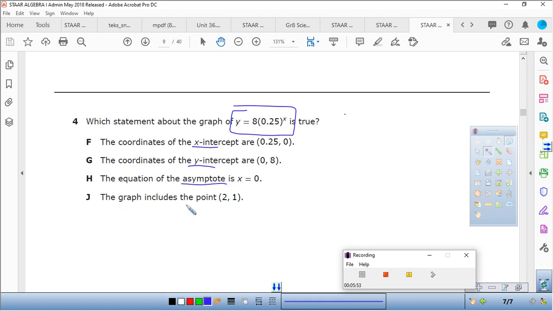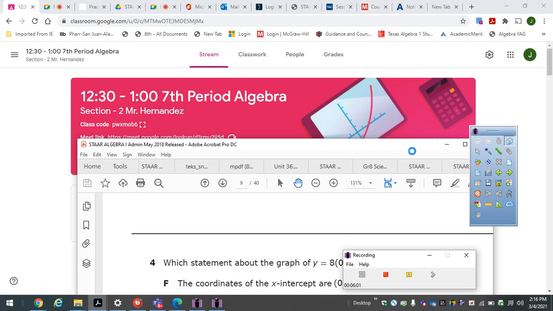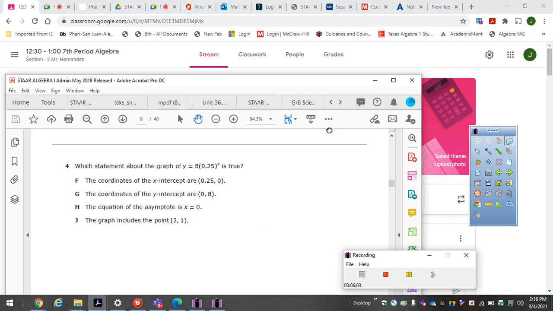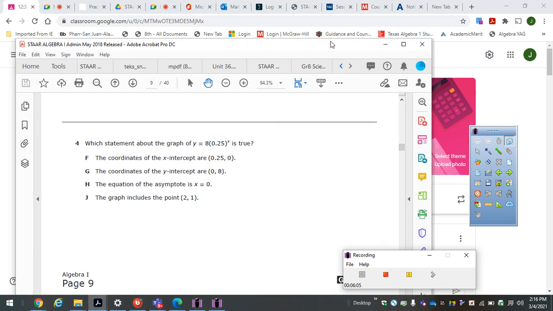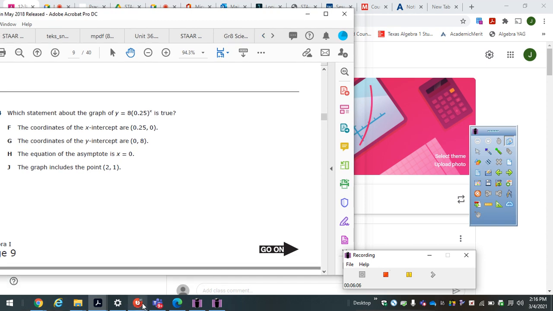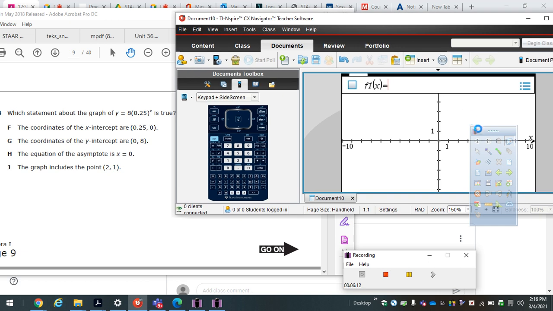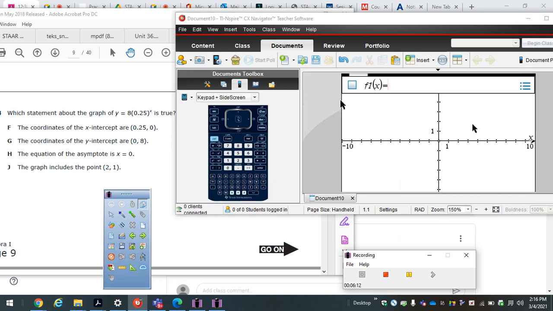The graph includes, okay, let's figure this thing out real quick. So we're going to graph it. I want to make this a little smaller so we can see both. So that's your y already. You see that y is that f1 of x. That right there is your y. You should know that already.